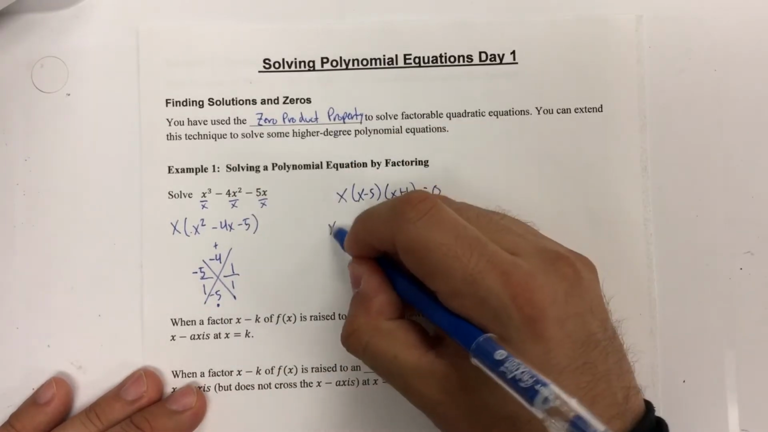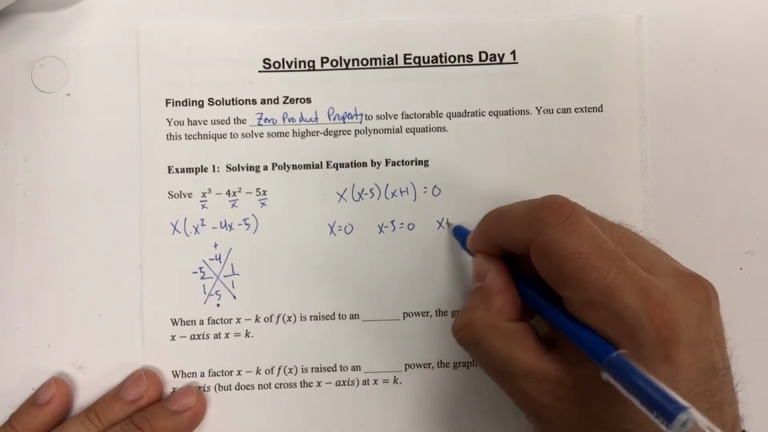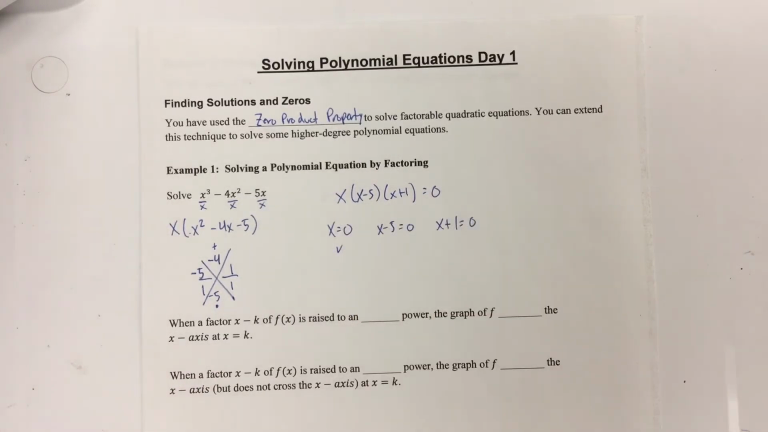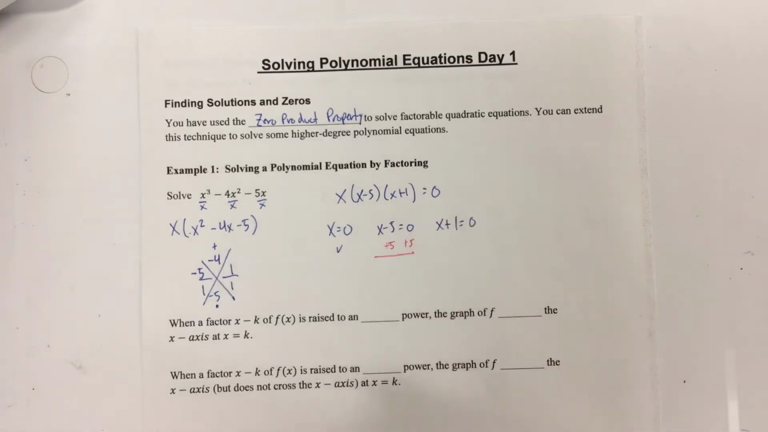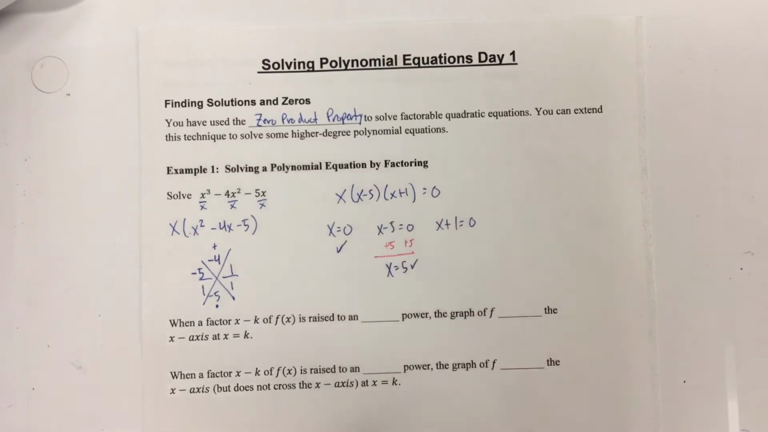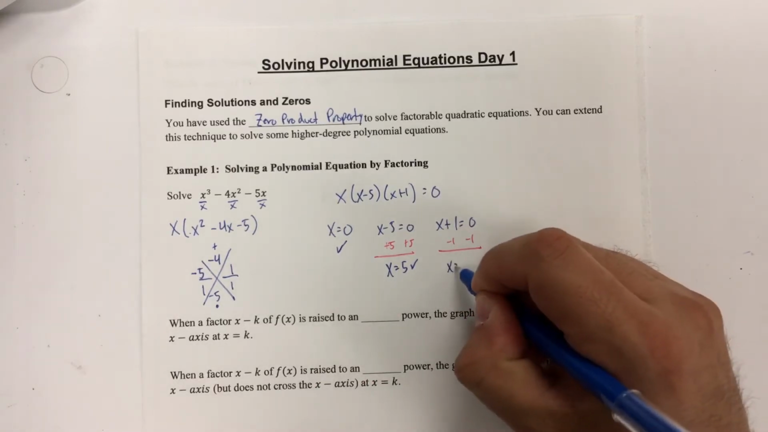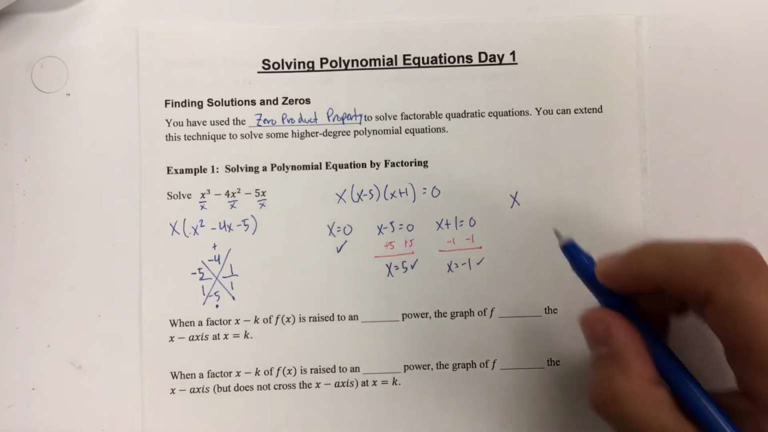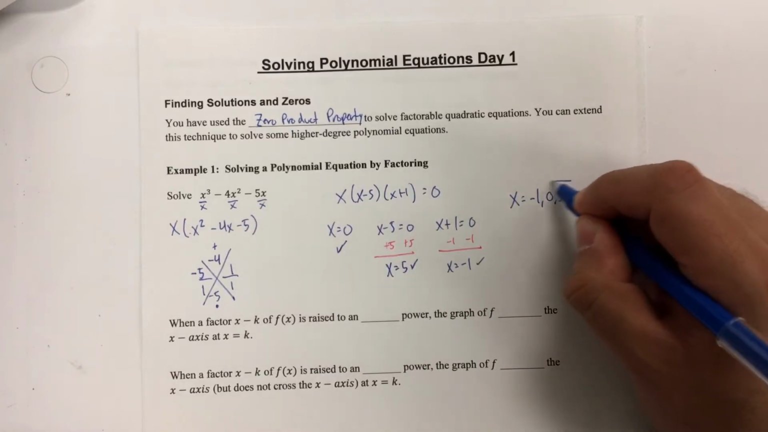So now I'm going to set each one equal to 0. So x equals 0, x minus 5 is equal to 0, and x plus 1 is equal to 0. For the first one, it's done, I cannot do anything further than that. For the second one, I'm going to add 5 to both sides, and I come up with x is equal to 5. For the next one, I'm going to subtract 1, and we get x is equal to negative 1. So here I'm going to write all my solutions as ones. I can keep it like this, but I'm going to write them in numerical order. So negative 1, 0, and 5 are my 3 solutions.